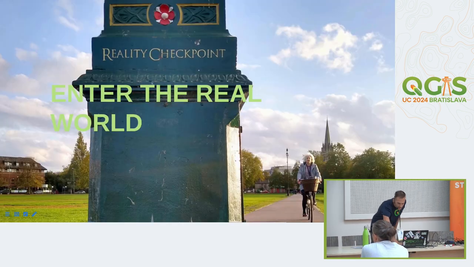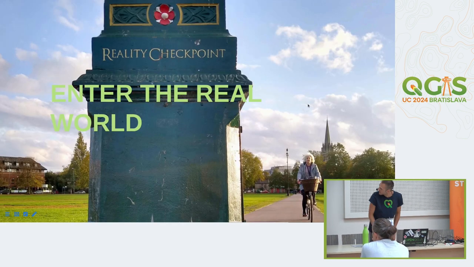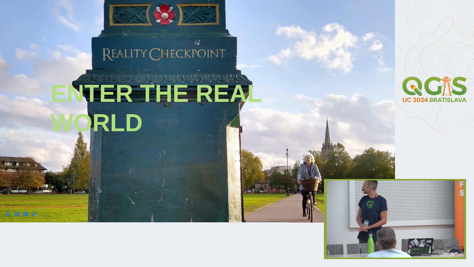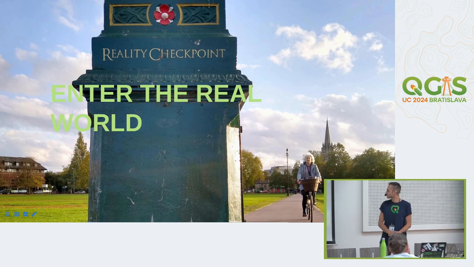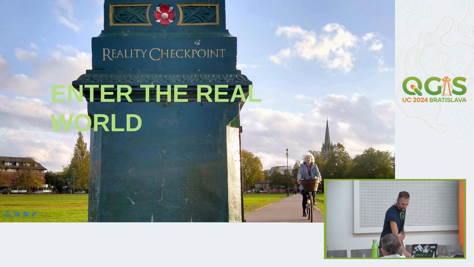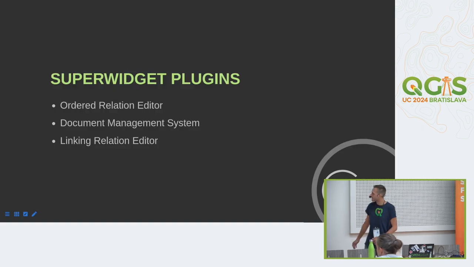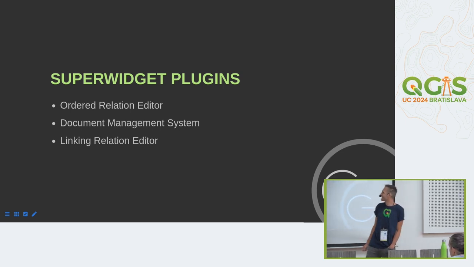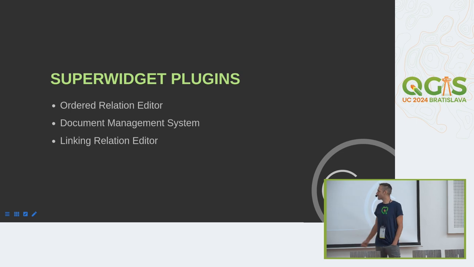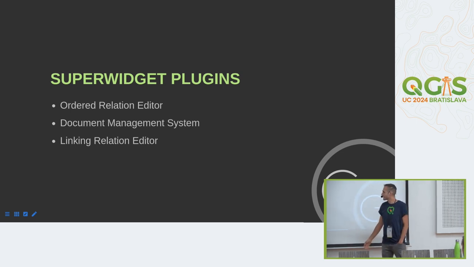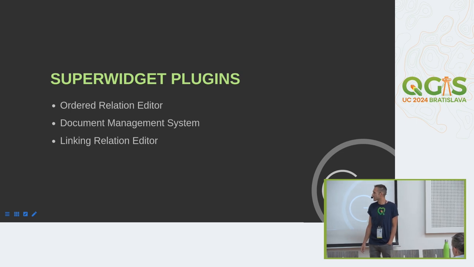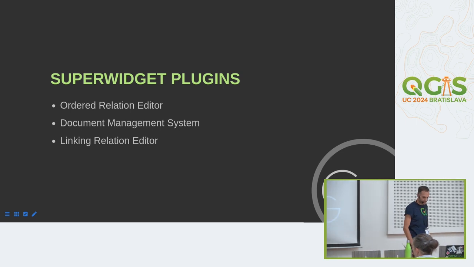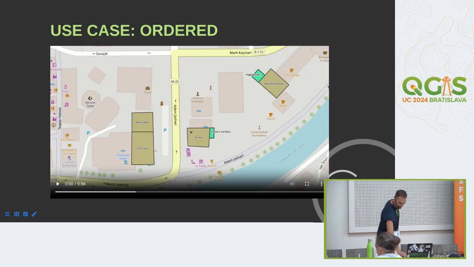Now, enough of examples, let's enter the real world. How is it used in reality for customers, users that really work with it? I have here three examples we did in the last few years. They are not as simple as the examples before. This one is the ordered relation editor, the second the document management system, and the third is the linking relation editor. Let's have a look first at the ordered.